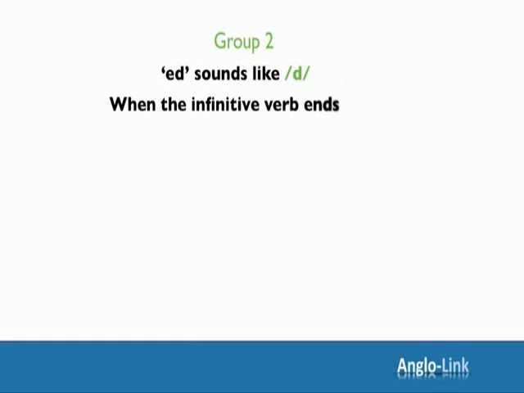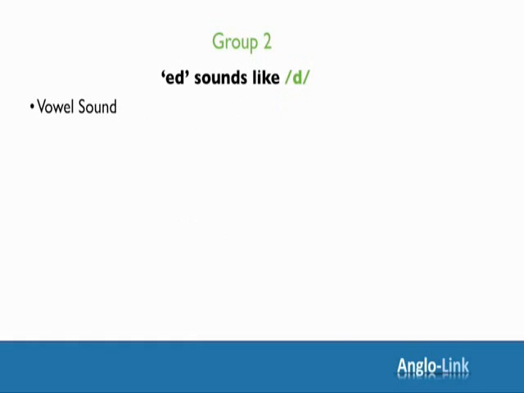Right, let's look at group 2, when ed sounds like d. This happens in two cases. When the infinitive verb ends in a vowel sound or a hard or voiced consonant. Let's look at some examples of vowel sounds. Offer. Remember that in British English, the R at the end is not pronounced, so the last sound is an uh. Offer.